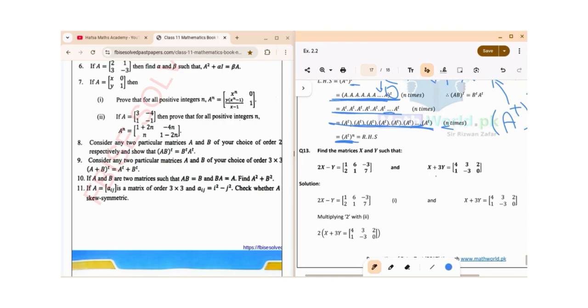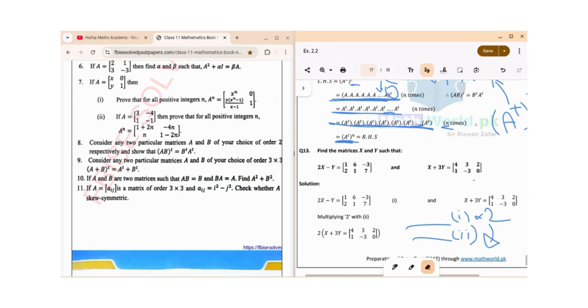Now, question number 13, which is the last one of this exercise, I believe. Find the matrices x and y such that 2x minus y is equal to this matrix and x plus 3y is equal to this matrix. I think from 7th grade, you will all have learned the method we're about to use, where you have one equation and a second equation, and you multiply one of them by a number to subtract it from the other. That's basically what we're doing.